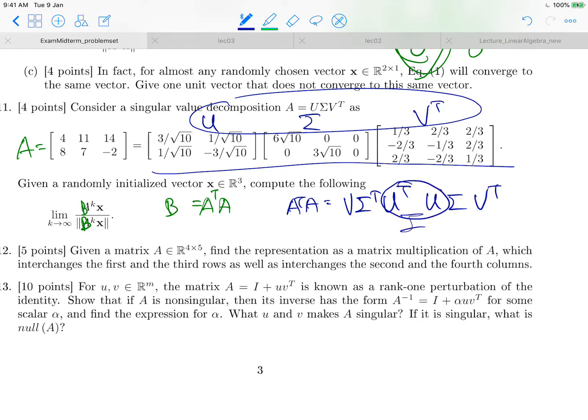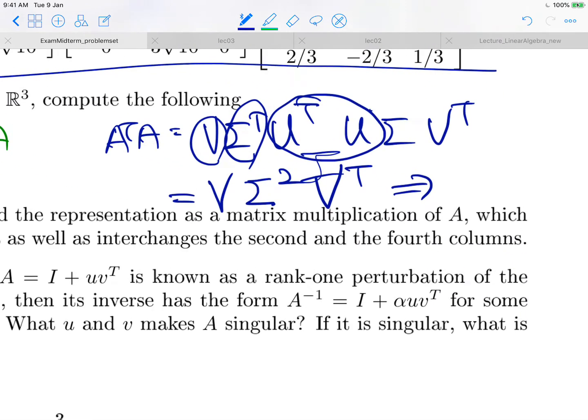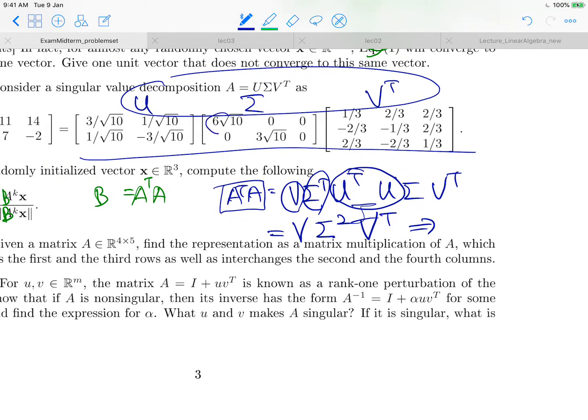And then this guy is becoming identity, and this V, and sigma transpose is just sigma because it's a diagonal matrix, and its transpose is the same diagonal matrix, and so it is squared, and V transpose. And thus this is our eigen decomposition form of A transpose A, right? And then we will have the squared values as our eigenvalues, right?